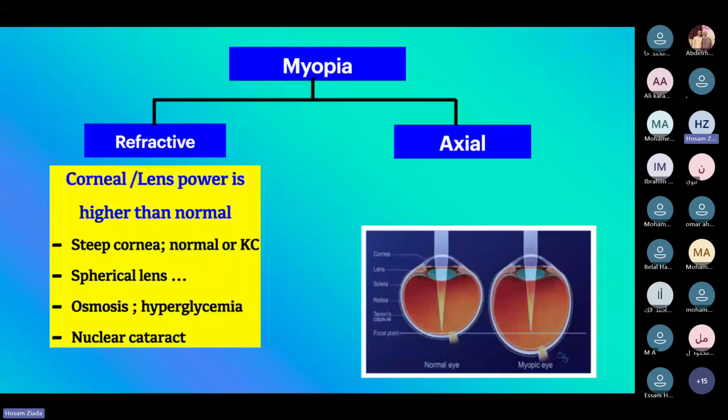Okay. The other type is refractive. Refractive will be for two refractive surfaces, corneal and lens. So the corneal refractive power: a highly curved, steeper cornea, as in normal persons or keratoconus, or the lens, in a spherical lens as microspherophakia or hyperglycemia or nuclear cataract. What's the cause? It is increased refractive index and in turn increased refractive power of the lens.